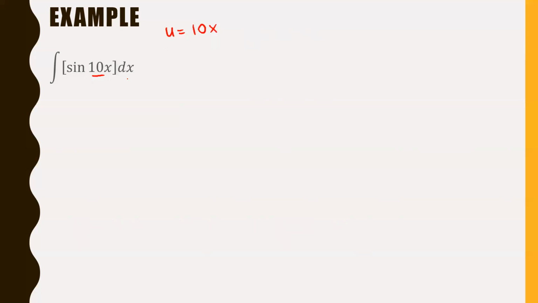Now we take the derivative of this so we can get our differential all isolated. So we have du over dx equals the derivative of 10x, which is just 10. And I think you can see if we multiply by dx and then divide by 10, I'm just going to skip that middle step that we always kept doing. I'm just going to say it's du over 10 equals dx.